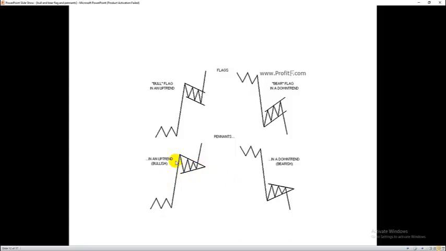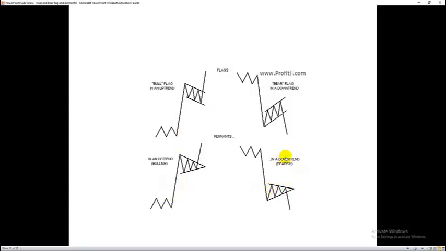Then the triangle shows you that it's a pennant that you are drawing. Then when it's getting to the end of that triangle, the probability is high that the breakout is about to happen. When it happens, it should go upwards if all these other things were maintained, because this particular pattern is a continuation pattern.